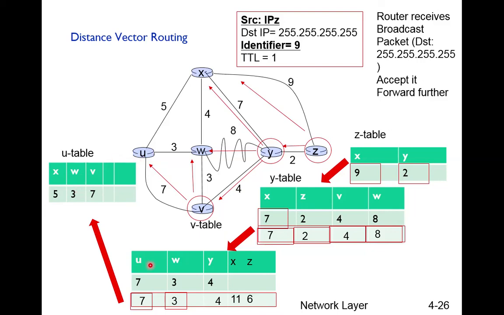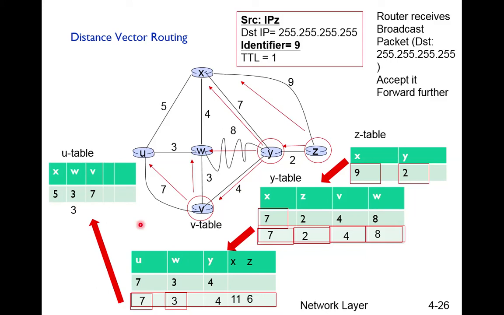If U wants to use this information, then U to V is 7, and from V to W it is 3. So 7 plus 3 is 10. If U wants to reach W through V, this path length is 10. Why? From U to V it is 7, and from V to W it is 3. So 7 plus 3 is 10, and the present information is 3. So this new information is useless and will not be considered. The present value is minimum, so the present value is stored.